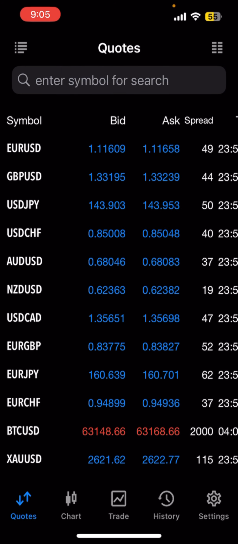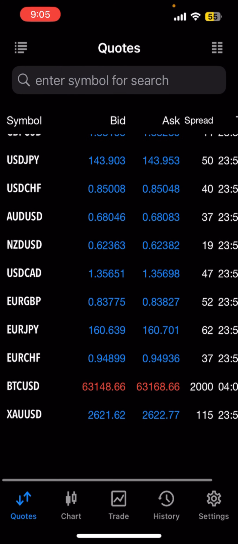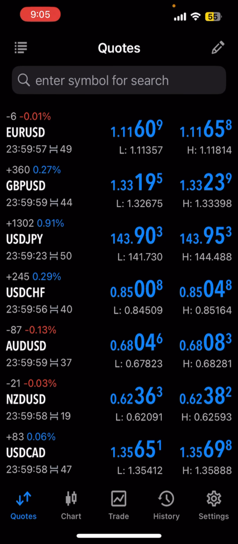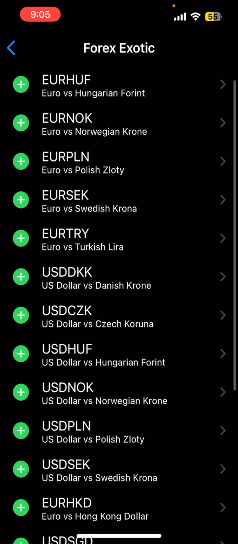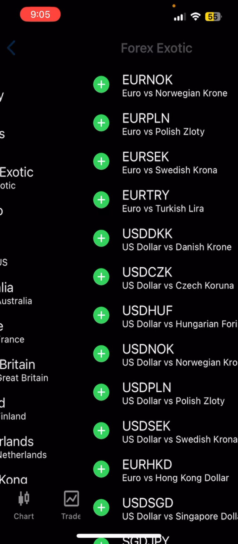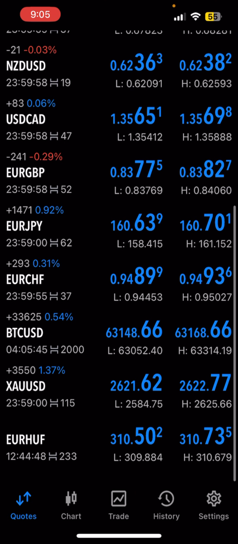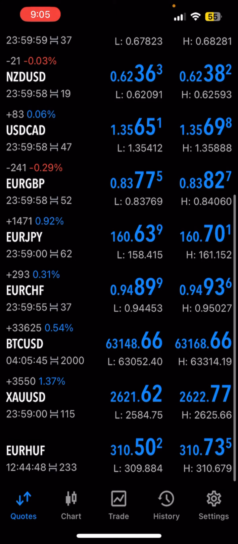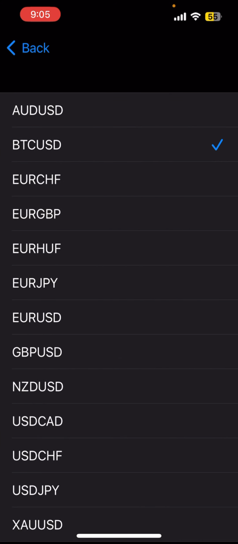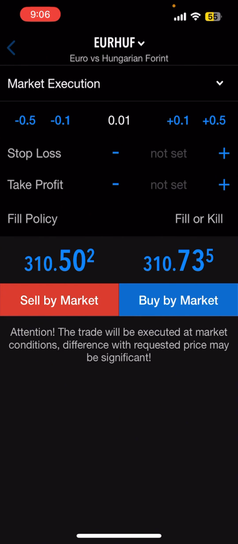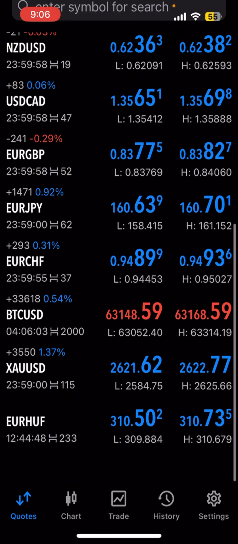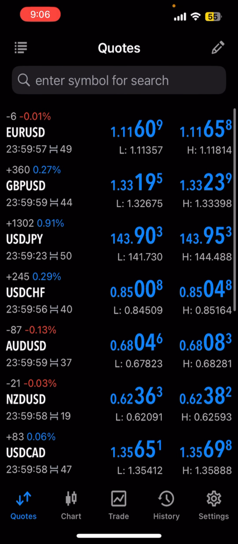To the bottom left, where we see quotes, we could come here to add currency pairs. If there's a pair that we want to trade that we're not seeing in there, we could come here and type it in or look for it, and you'll be able to add it here. So let's just type in forex exotic, the euro HUF, that's Hungarian forint. No one actually trades that. Forget about that. You could add it, and because we add it here now, we will then be able to trade it. If you have a pair that you're looking for, you can just add it there, or you could just use the most common pairs.